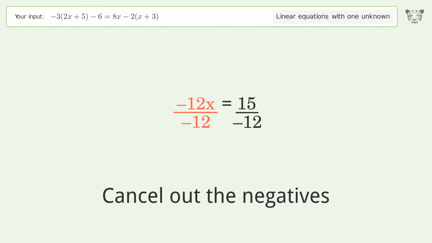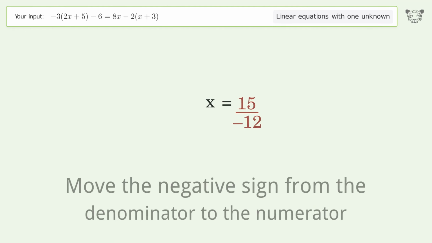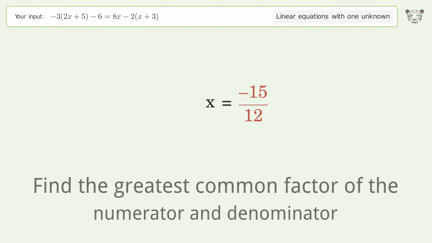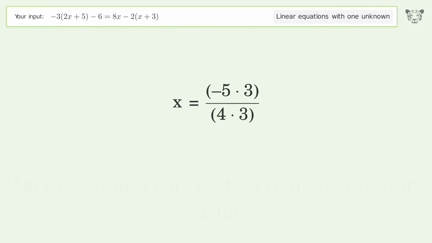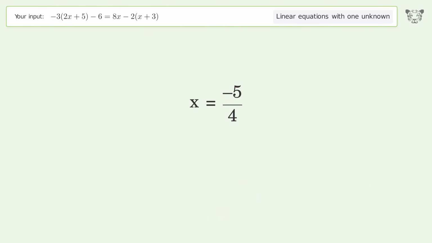Cancel out the negatives. Simplify the fraction. Move the negative sign from the denominator to the numerator. Find the greatest common factor of the numerator and denominator. Factor out and cancel the greatest common factor. And so the final result is x equals -5/4.